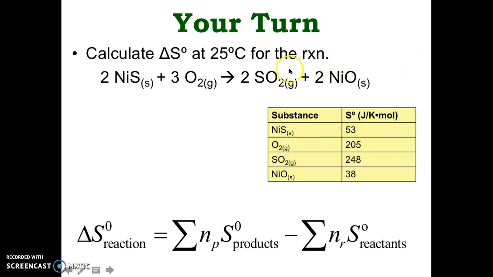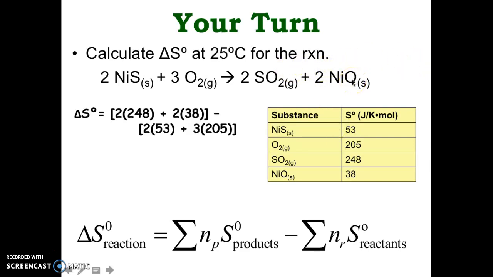So I take my products minus my reactants, and 248 is that of SO2. I multiply that by 2. 38 is that of NiO. Multiply that by 2, minus my reactants, 53, that of NiS, and 205, that of oxygen, multiplied by, again, their number of moles. So products minus reactants. That's going to become a very important equation in this unit as well. What you'd end up getting is a negative 194 joules per Kelvin, okay, would be your unit for delta S. So just another way that you can calculate delta S using Hess's law.